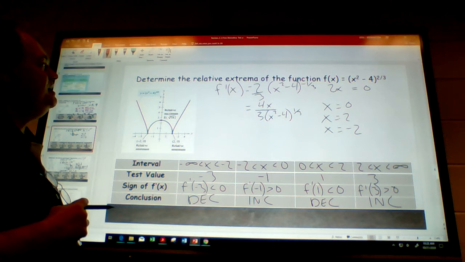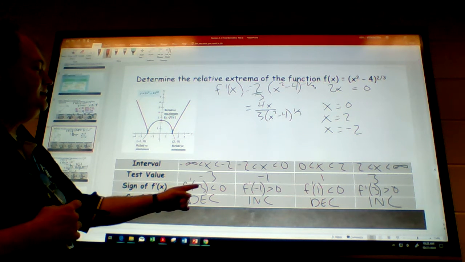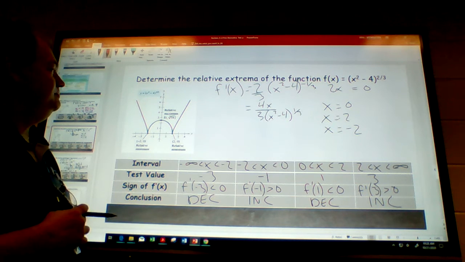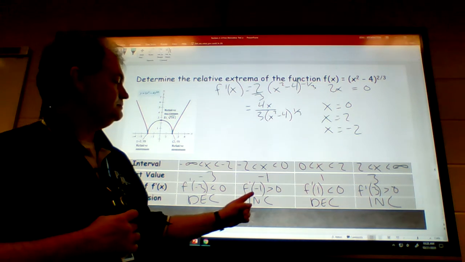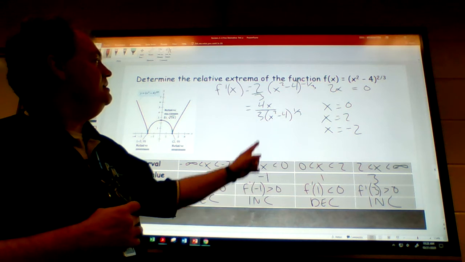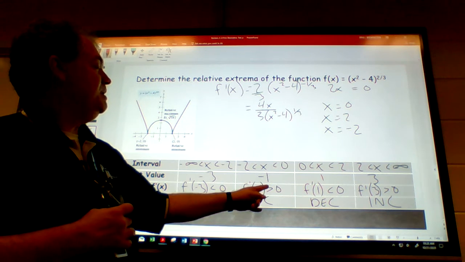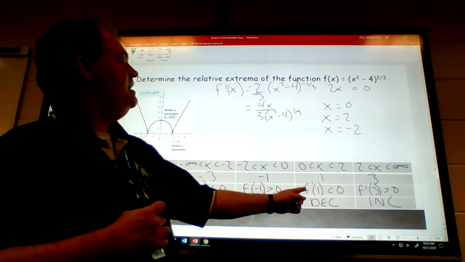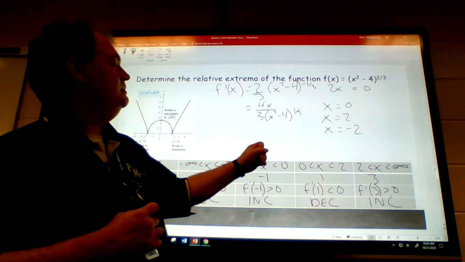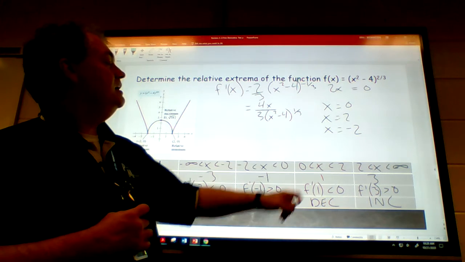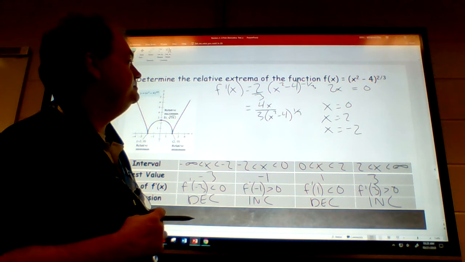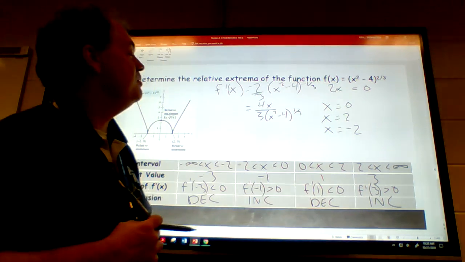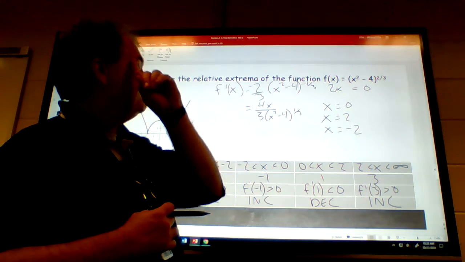All right. So now, when I plug in negative 3 into f prime, it's going to be negative, so it's decreasing. When I plug negative 1 into f prime, it's positive, so it's increasing. When I plug 1 into f prime, it's negative, so it's decreasing. And then when I plug in 3 into f prime, it's going to be positive, so therefore it's increasing.